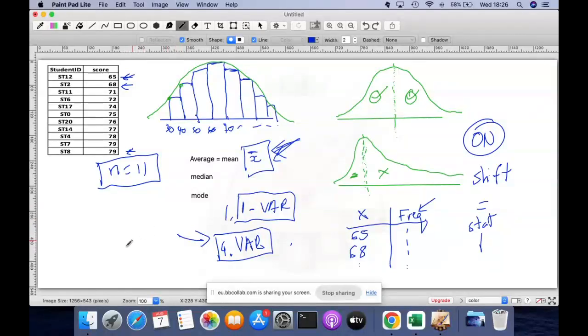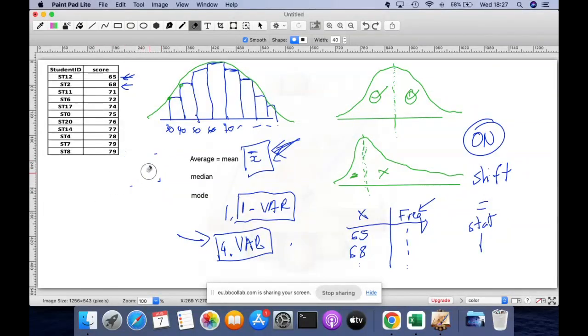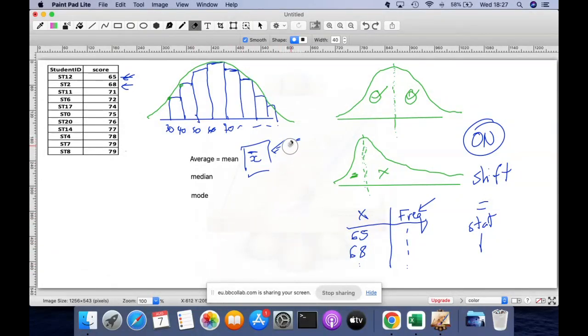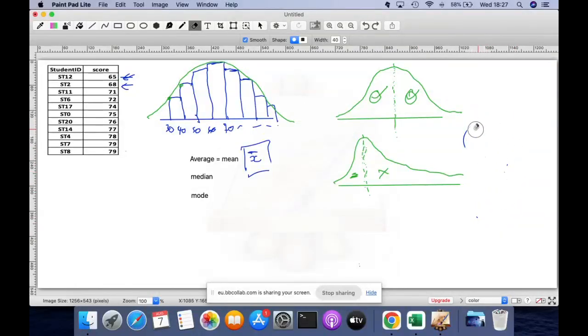Okay, let's move on now to the median. All right, the median. Now the difference between the median and the mean. Let me just kick up the board a bit. Okay, I'm going to use these graphs on the right to explain what is the difference.